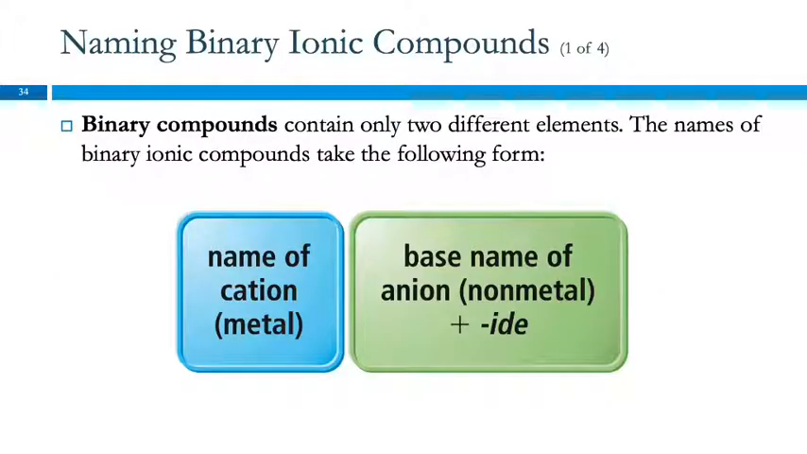So, how do we name the compound? First, we're going to look at binary compounds. Binary meaning two. These only have two elements. So we've got a metal and a nonmetal, and you name the metal first and you name the nonmetal second.